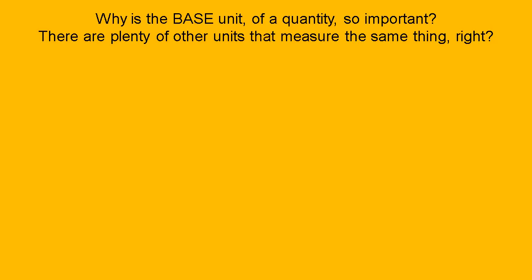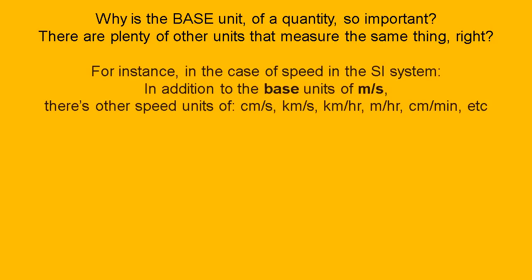Why is the base unit of a quantity so important? There are plenty of other units that measure the same thing, right? For instance, in the case of speed in the SI system, in addition to the base unit of meters per second, there are other speed units: centimeters per second, kilometers per hour, meters per hour, centimeters per minute, etc. Almost an infinite number, not really, but a great number can be developed.